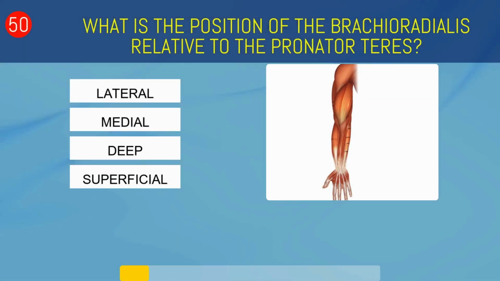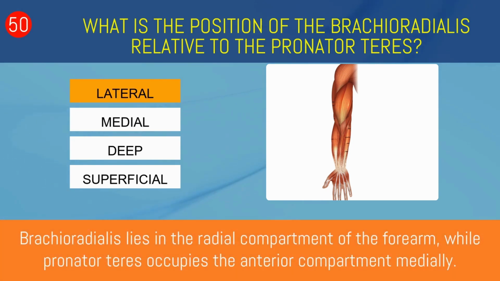What is the position of the brachioradialis relative to the pronator teres? Lateral, medial, deep, or superficial? Lateral. Brachioradialis lies in the radial compartment of the forearm, while pronator teres occupies the anterior compartment medially.